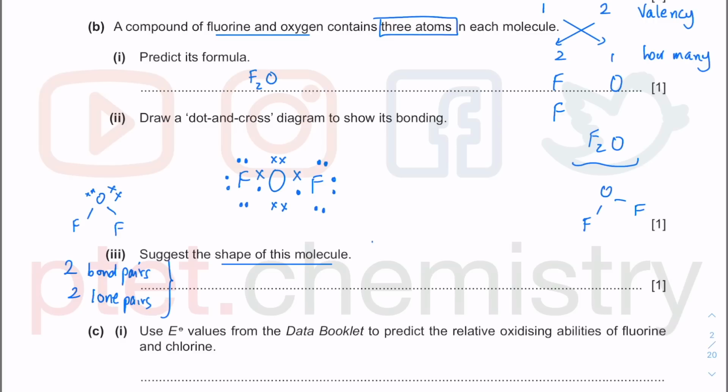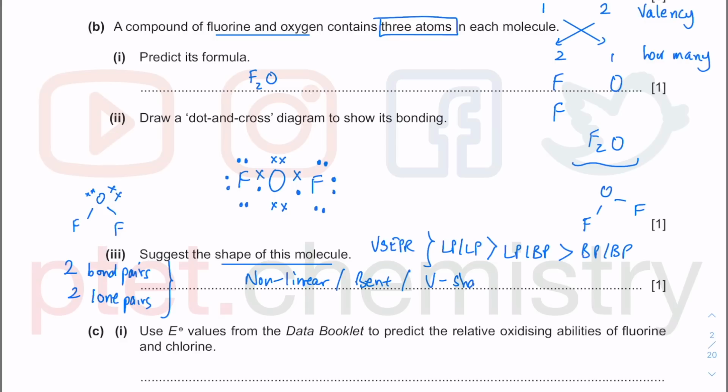So we talk about VSEPR as stated in the AS syllabus. Lone pair will repel more than lone pair, bond pair, will repel more than bond pair, bond pair. Overall, you get this shape called nonlinear. Some books will say that this is bent. Some books will say that this is V-shape.